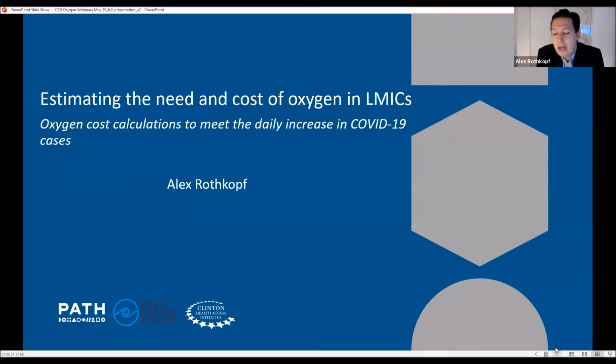It's telling you how many cubic meters of oxygen a country needs under COVID-19 infection rates, and also provides a global estimate of cost. Now, how do we get to these numbers? That's my first slide. Next slide, please.